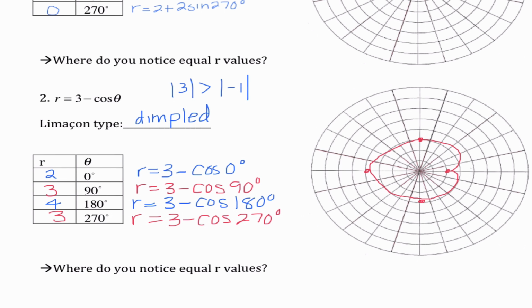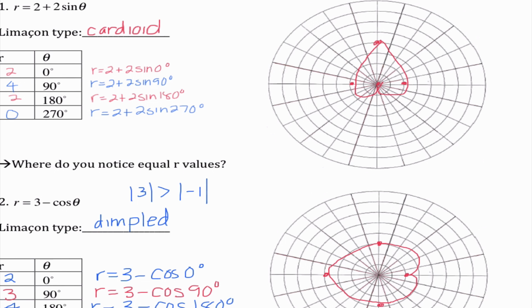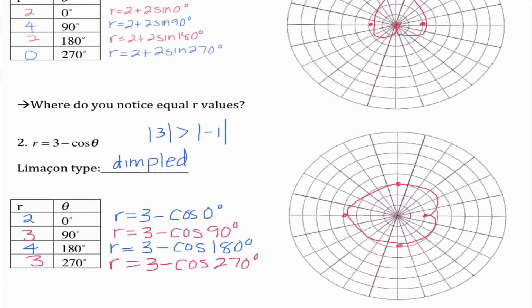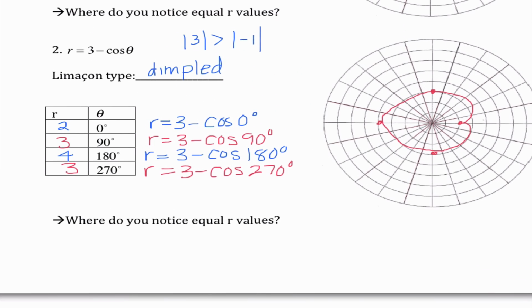Now notice this looks really similar to a cardioid, but once again, a cardioid has a point that is at the pole. And equal r values this time, since it was a cosine, it is symmetric on the x-axis. If I fold it on the x-axis, it would be a mirror image. So we notice that these values are the same.